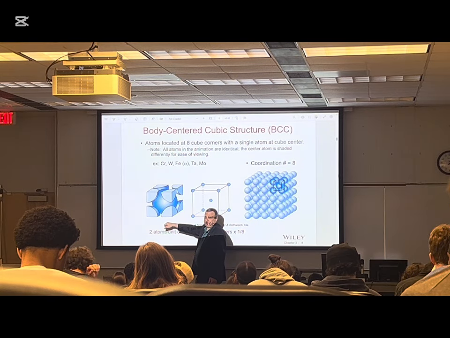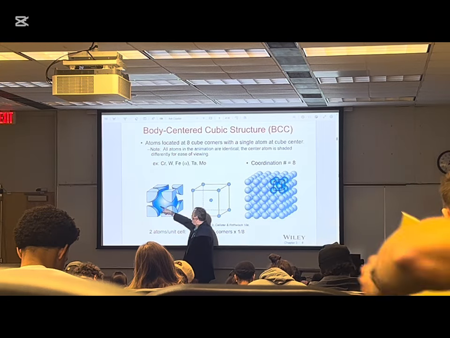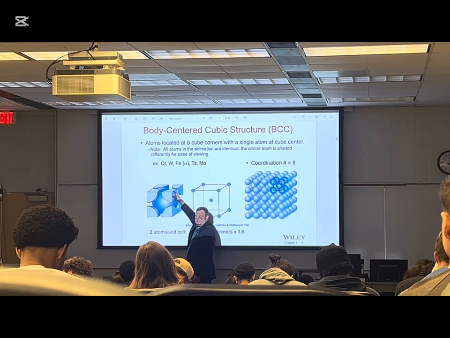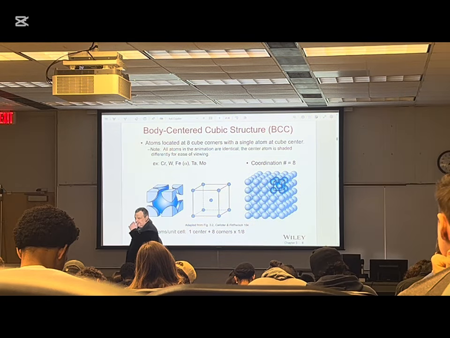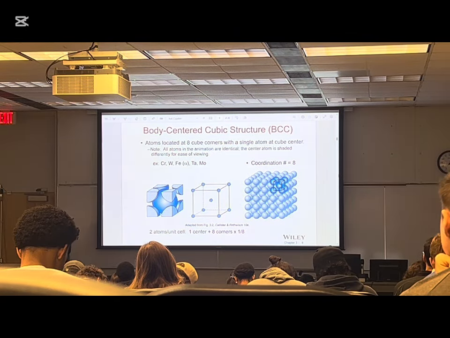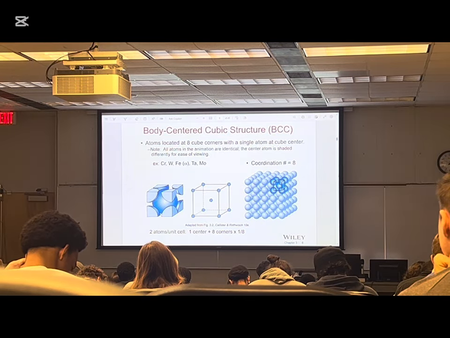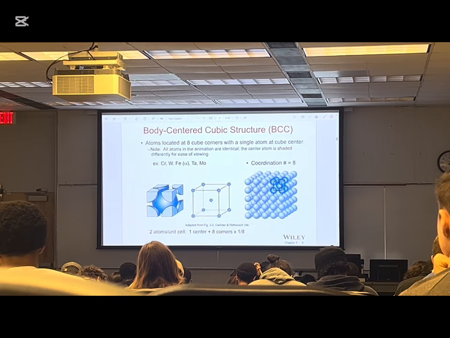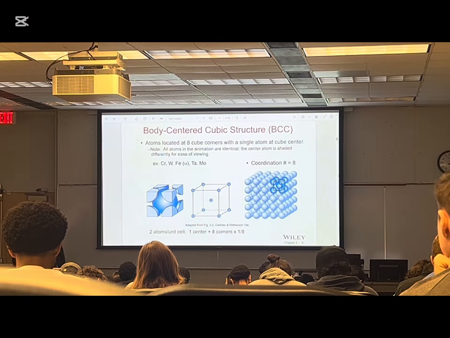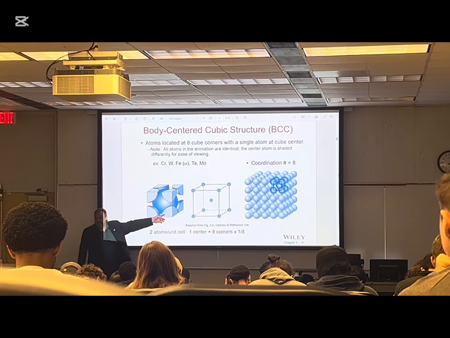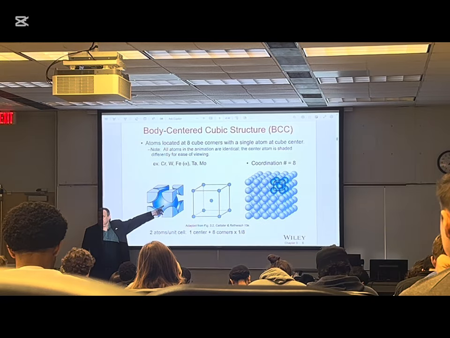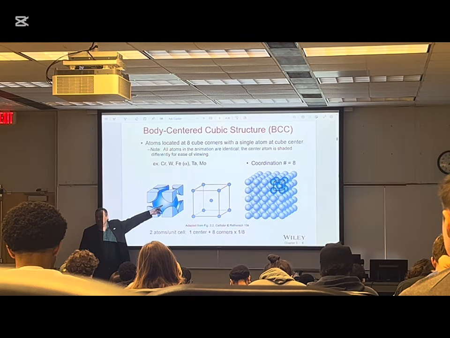How are these atoms touching? They're touching along the diagonal of a cube. And this is a little better way to pack the atoms together. So we have 8 cube corners with a single atom at the cube center. How many whole atoms are there per unit cell now? 2. Which are they? We have 1/8 times 8 plus another one. Somebody just moved in. Another one in the middle.